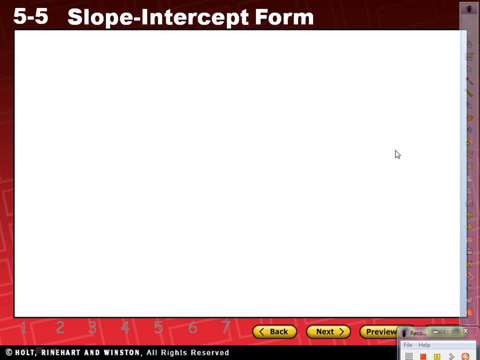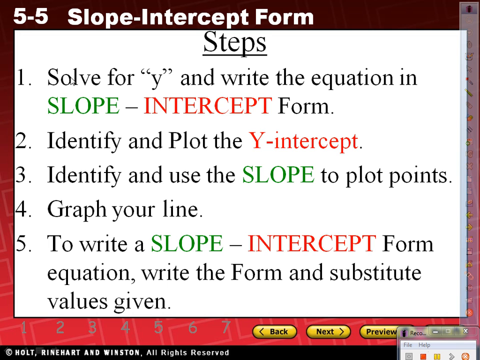Here we go. Steps. Number 1, solve for y and write the equation in slope-intercept form. Step 2, identify and plot the y-intercept. Step 3, identify and use the slope to plot points. Step 4, graph your line. So the first 4 steps, like I said, this is to graph.